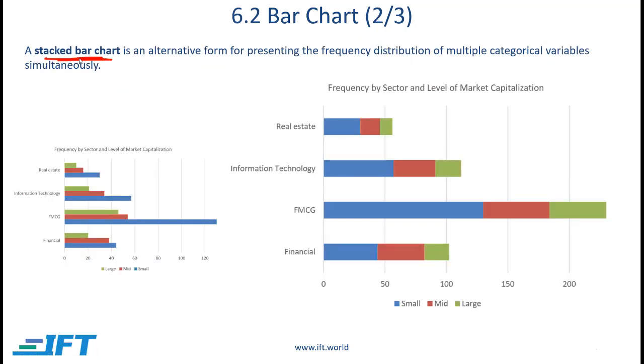Moving on to a stacked bar chart, this is an alternative form for presenting the frequency distribution of multiple categories. So that's what we show over here. Notice that with the financial sector, we have these number of stocks, so that's under 50 that are small cap. And then for mid cap and large cap, we simply stack on top of the previous number. So overall, this shows the number of financial stocks, but then through the stacking mechanism, we can show how many are small cap, how many are mid cap, and how many are large cap.